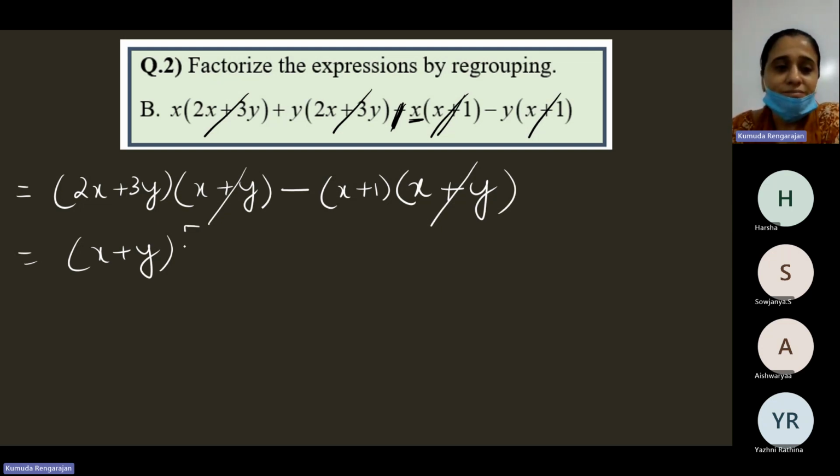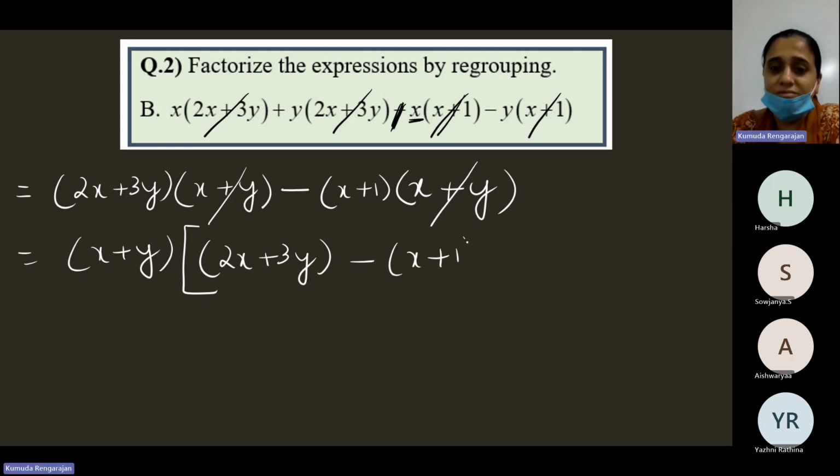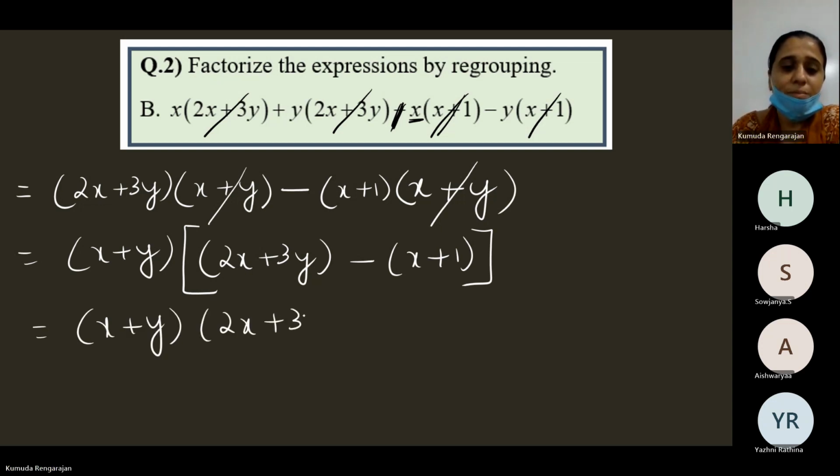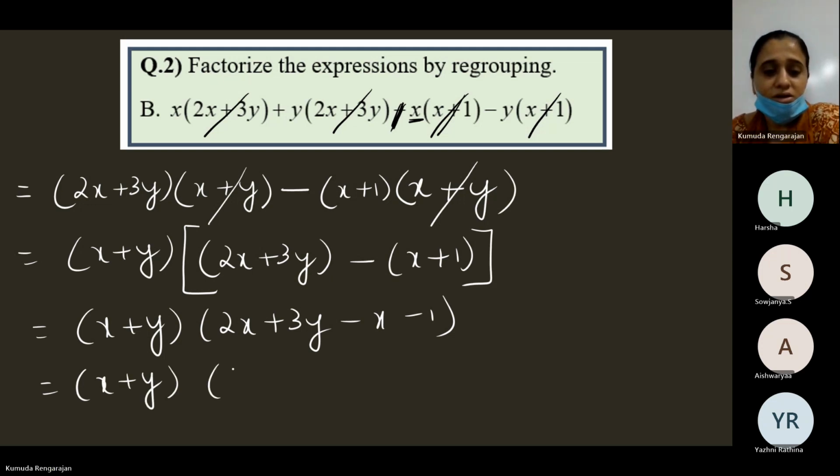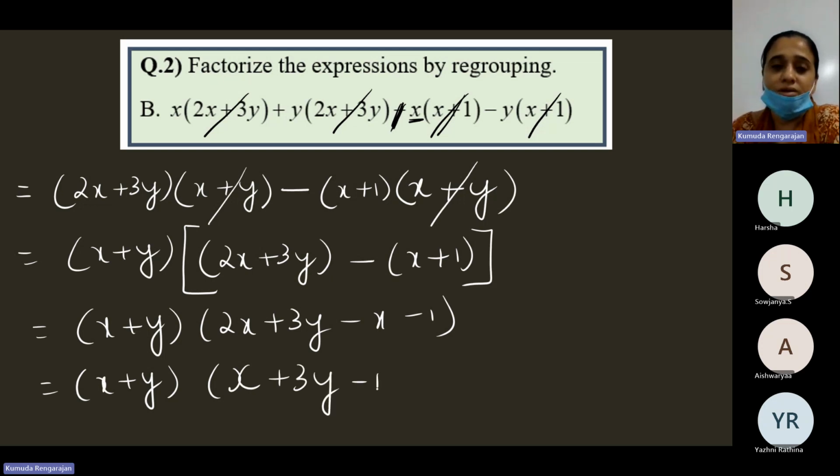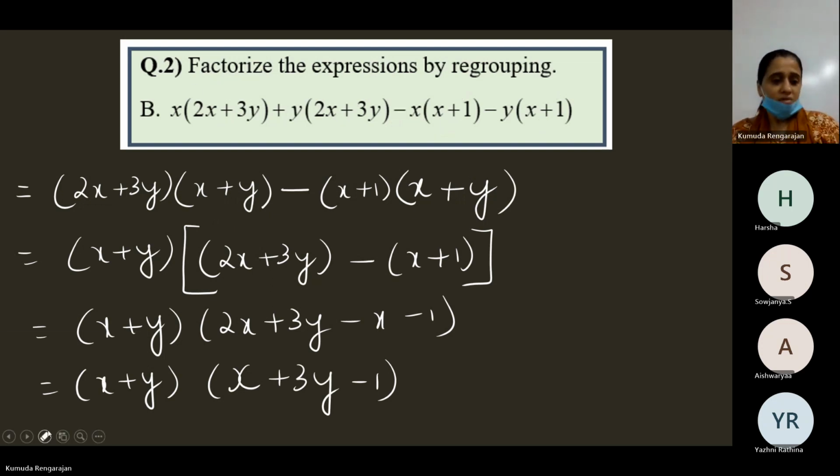So in the bracket, you must write 2x plus 3y, right? Minus x plus 1. Then x plus y. Open the bracket now. Minus x minus 1. X plus y. 2x minus x is x, plus 3y minus 1. Yeah, you can take it down like this. Yeah, practice this.